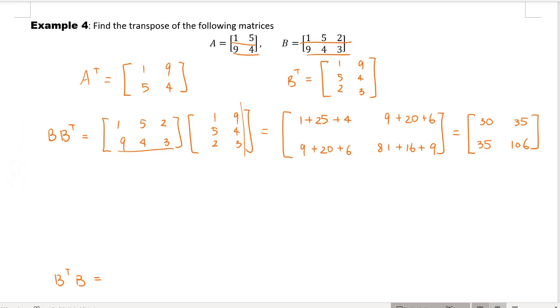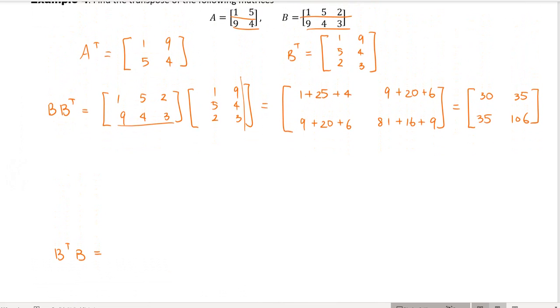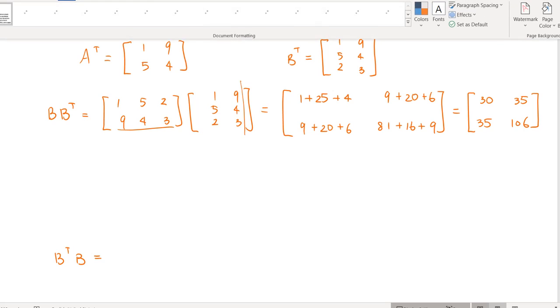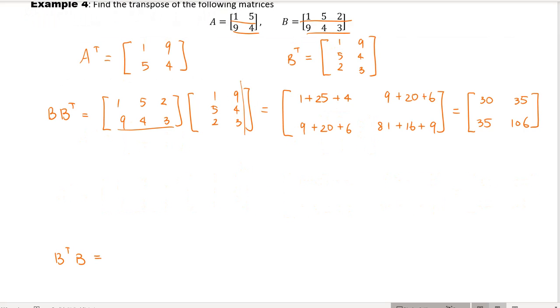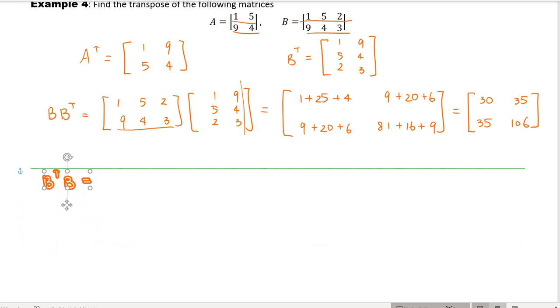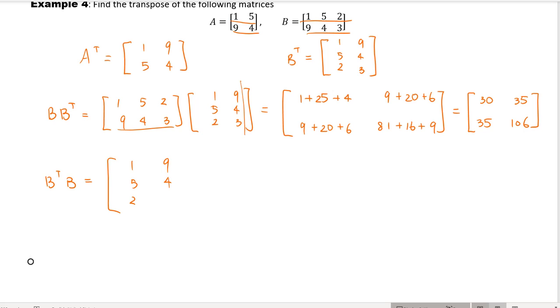Okay, and how about B transpose times B? Alright, so maybe I can move this up a little bit. B transpose, so 1, 5, 2, 9, 4, 3 times B. B is 1, 5, 2, 9, 4, 3.